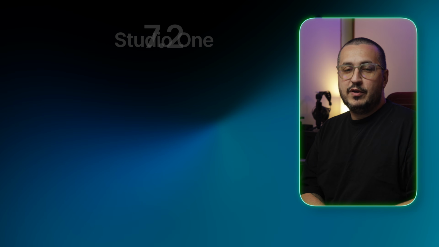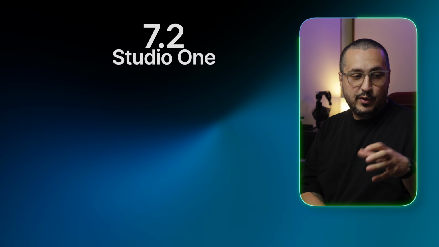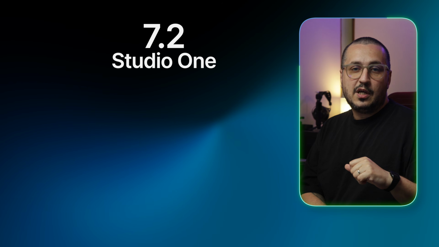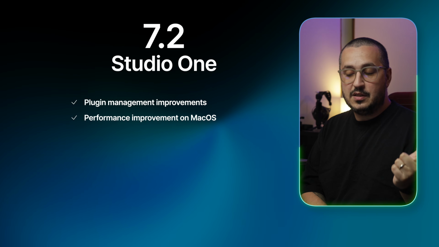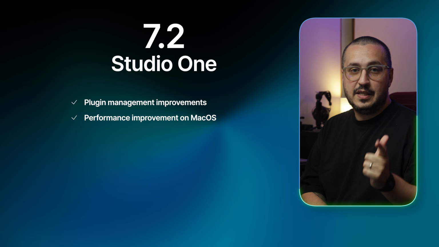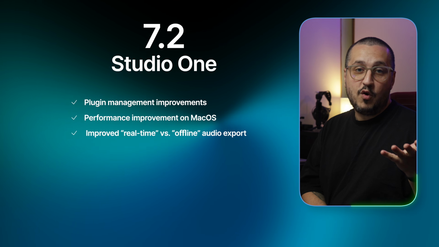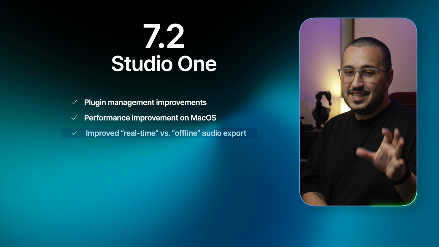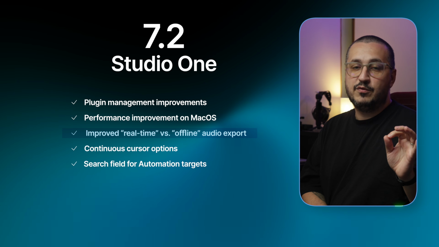Today just a quick video on Studio One 7.2. I want to check out all the features that are related to mixing and mastering. We're going to talk about the plugin management improvements, the performance improvements, especially on Apple Silicon chips, and the improved real-time versus offline export. And this one is a big one for me: continuous cursor option and search field for automation.